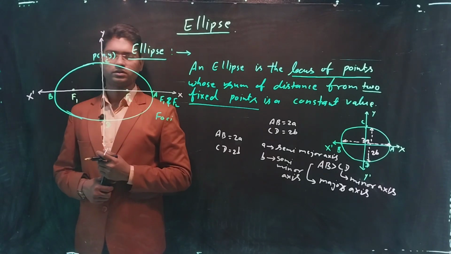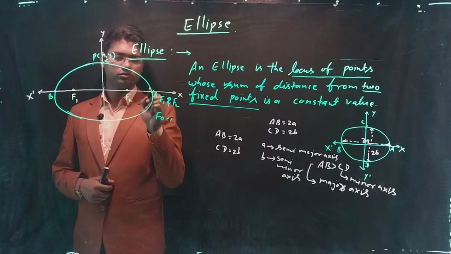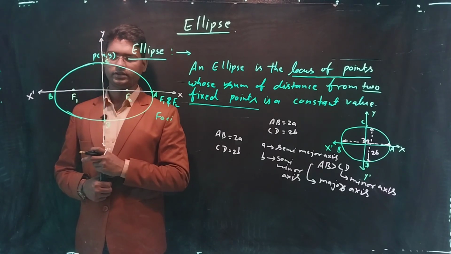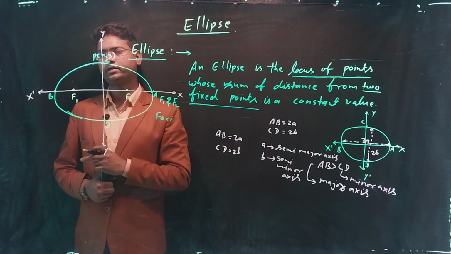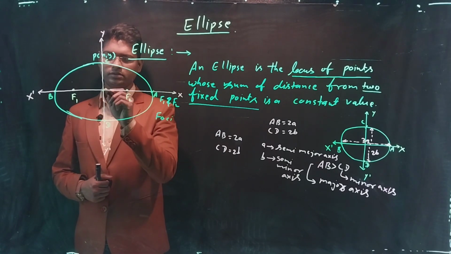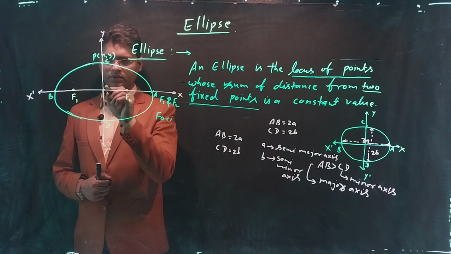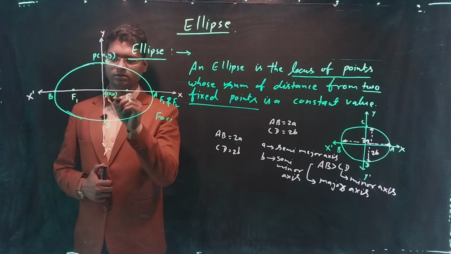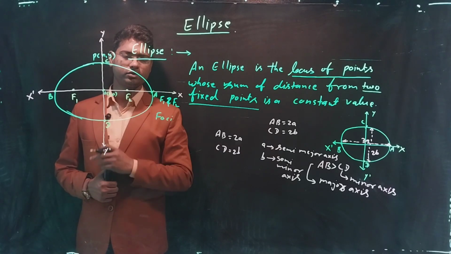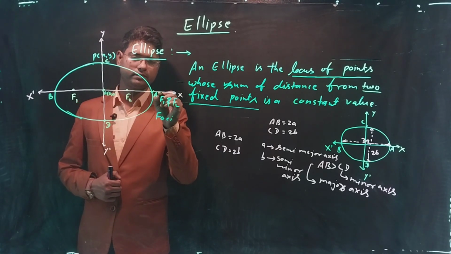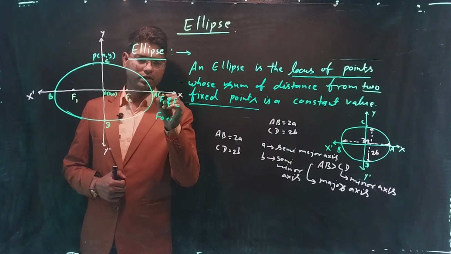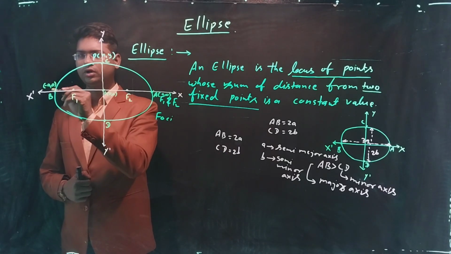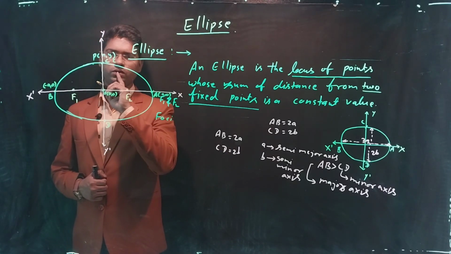We have the coordinates of A and B, the coordinates of C and D, and the coordinates of F1 and F2, and this is known as the center of this ellipse, O. Let's say the coordinate of O is 0, 0. And what is the coordinate of A? Coordinate of A is a, 0. Coordinate of B is minus a, 0.